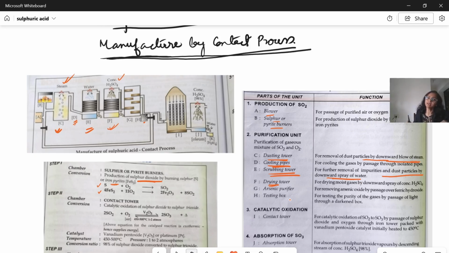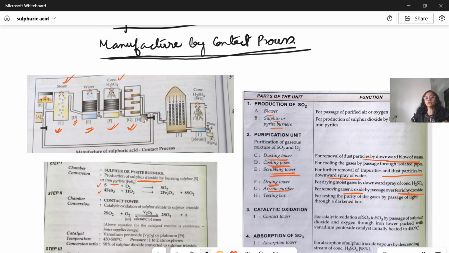Now, it still contains some arsenic impurities, which is arsenic oxide. How are they removed? They are passed through another purifier called the arsenic purifier, which is G. The gases are passed through this arsenic purifier, which mostly consists of ferric hydroxide. This ferric hydroxide removes the arsenic oxide, and the gas is now almost pure. It does not contain any impurities.